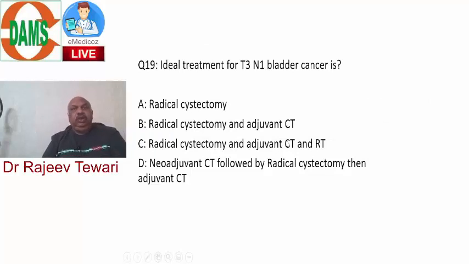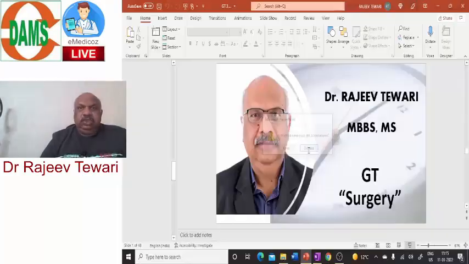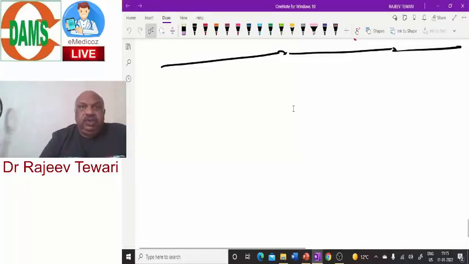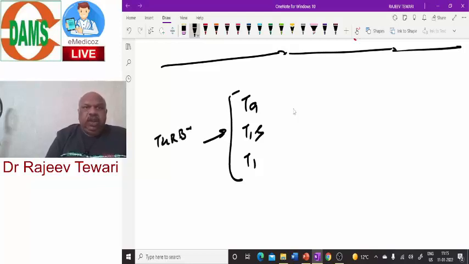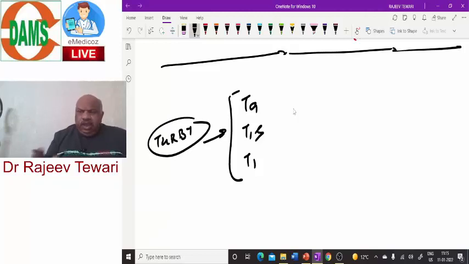Ideal treatment for T3N1 bladder cancer. Urinary bladder cancer has been divided into superficial and deep. Superficial means Ta, Tis, T1. Ta is pedunculated polyp, Tis is carcinoma in situ, T1 is submucosa. Here you don't have to go for radical surgery. Only transurethral resection of bladder tumor will suffice. Additionally, for carcinoma in situ, intravesical BCG and for T1 intravesical chemotherapy can be given.